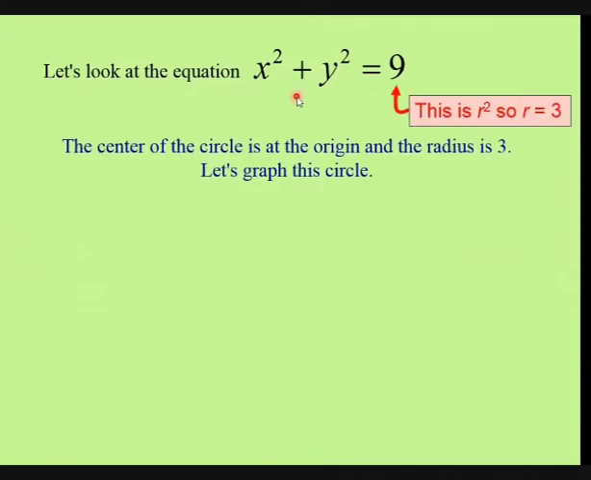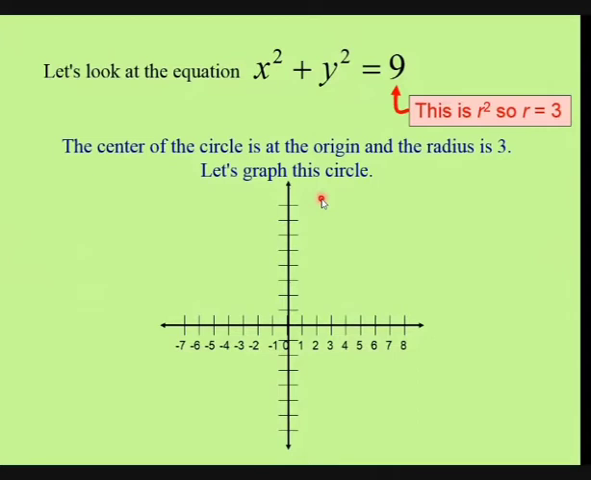So therefore, we are sure that the center of the circle is at the origin. Okay, this is r squared, which is 9. So to get the radius of the circle, all we need to do is to equate r squared to 9, and then get the square root of both sides, the square root of r squared and the square root of 9, then we will have r is equal to 3. Okay, the center of the circle is at the origin and the radius is 3. Okay, let's graph this circle.